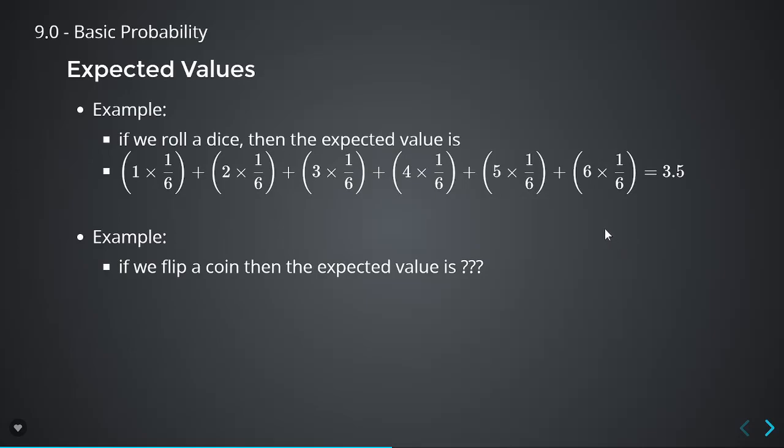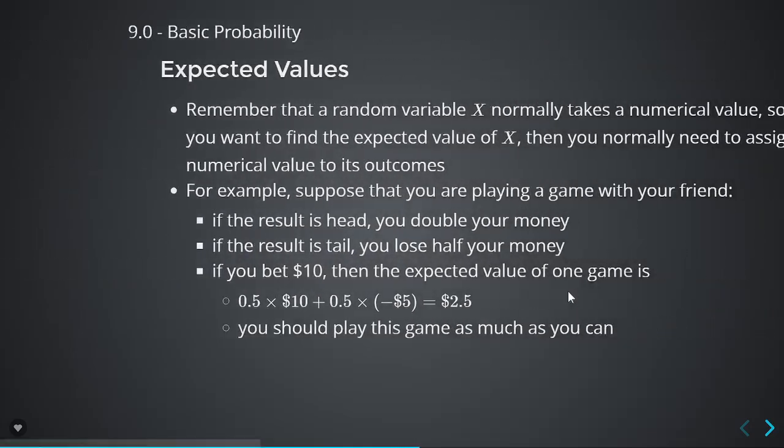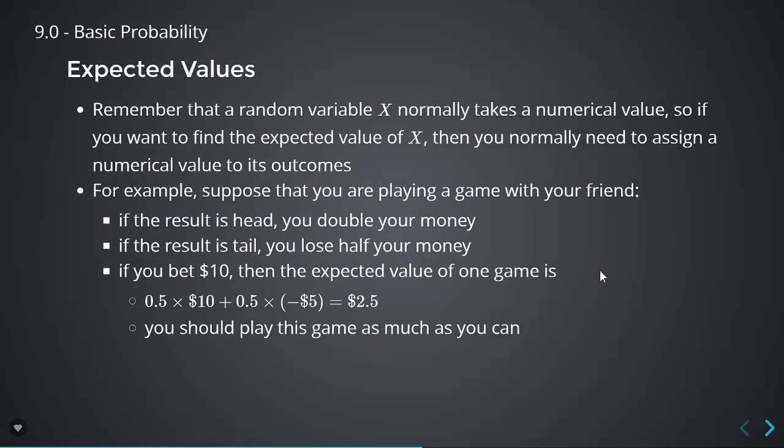Now, let me ask you a question. If you flip a coin, then what is the expected value? Think about that for a second. And that is a trick question because you're not supposed to be able to work it out. Just remember that if you have a random variable X, this normally takes a numerical value. And if you want to find the expected value of X, you have to assign a numerical value to the outcomes. Because if X doesn't take a numerical value, then a question like what is the expected value doesn't make sense. So you can't get the expected value of a coin flip.